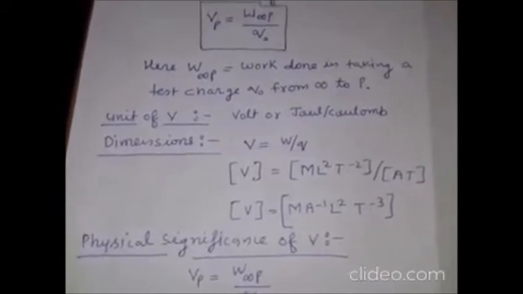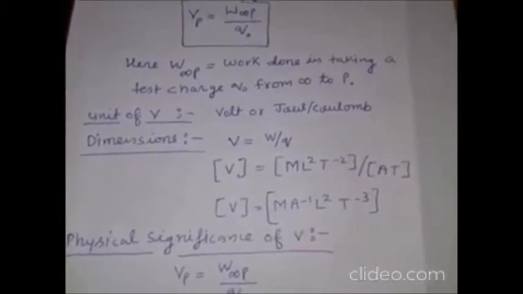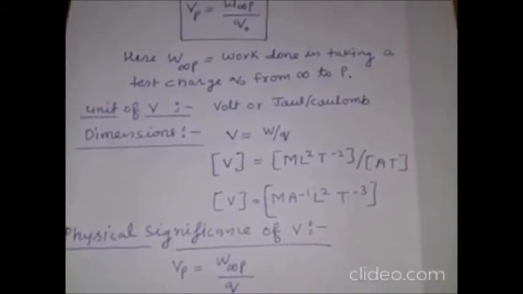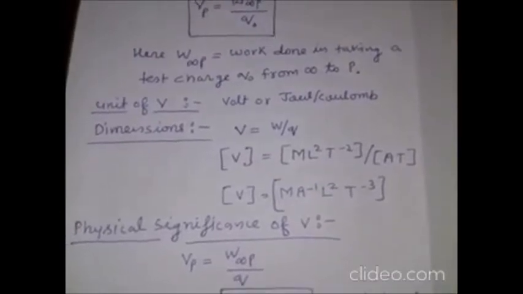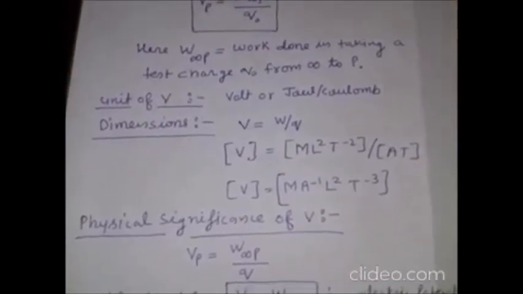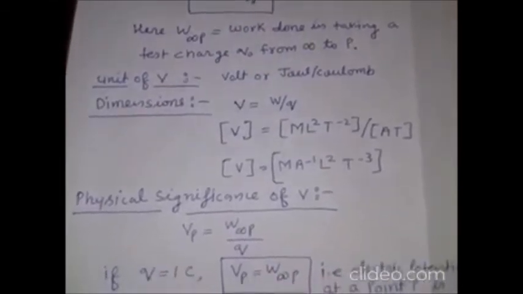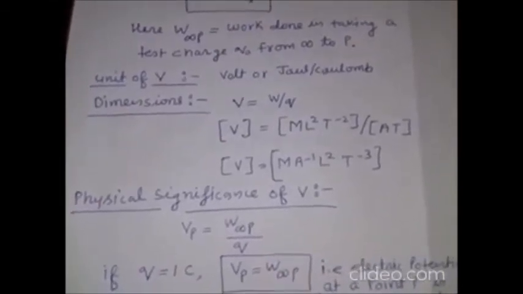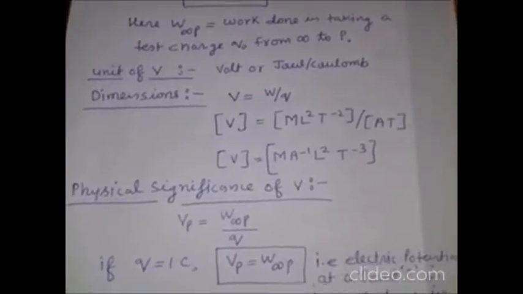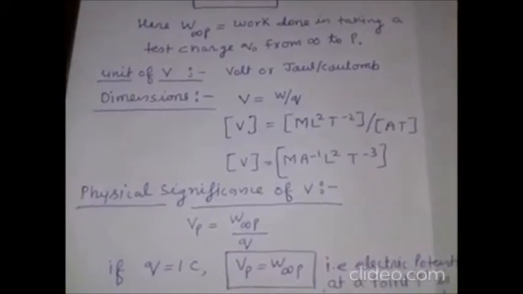Dimensions you can calculate. V is equal to W upon Q. Dimensions of W are numerically equal to the energy, M L^2 T^-2, divided by the dimensions of charge, A T. So finally we have the dimensions of electric potential as M A^-1 L^2 T^-3.